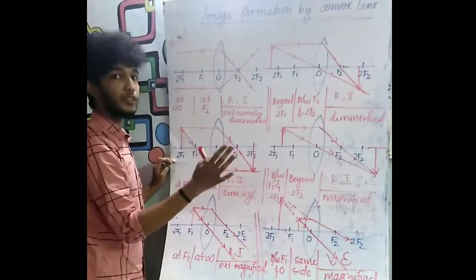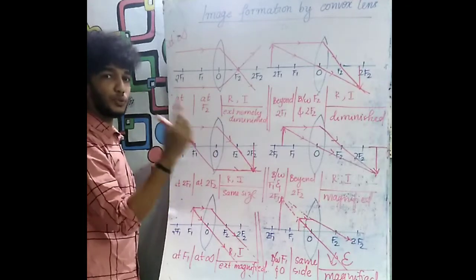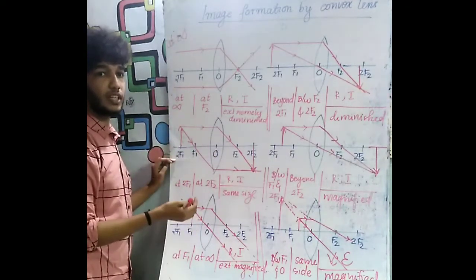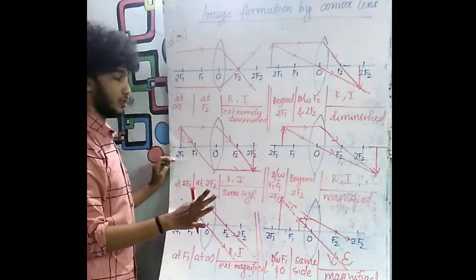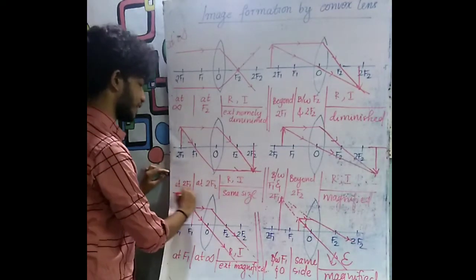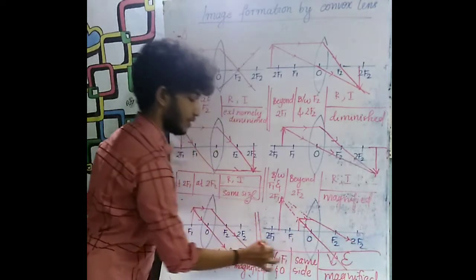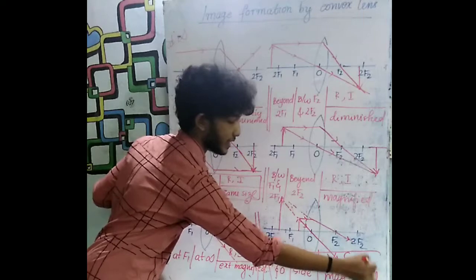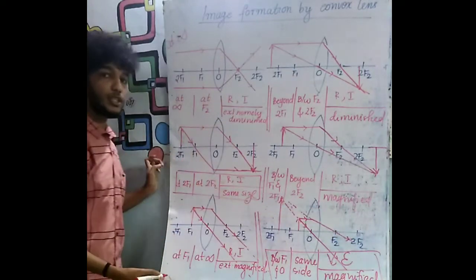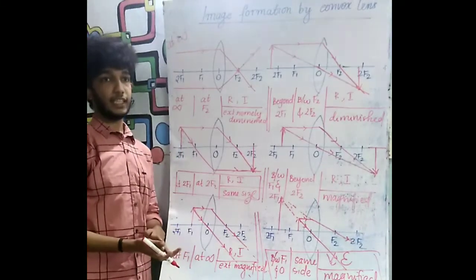Similarly you can compare it with the concave mirror. Same conditions, but the thing is here there are two foci as well as two centers of curvature. You should not get confused. So here at 2f1, same size. And here the exceptional one is when it is placed between f and O, same side, we are getting a magnified virtual erect image. So these are the 6 cases.